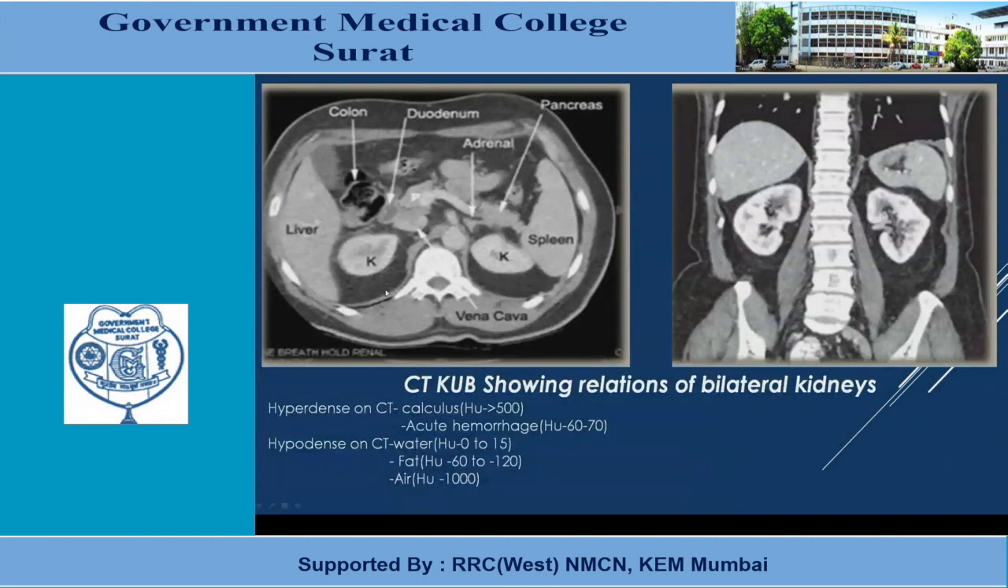Normal CT KUB: how the kidneys look on plain and contrast CT scan. This is the axial image of the CT scan, and this is the coronal image of the abdomen. In the axial scan, you can see this brighter, hyperdense structure is the liver. These two structures are the kidneys. This is the IVC, inferior vena cava. This is the abdominal aorta. This black structure, meaning hypodense, is the fat.